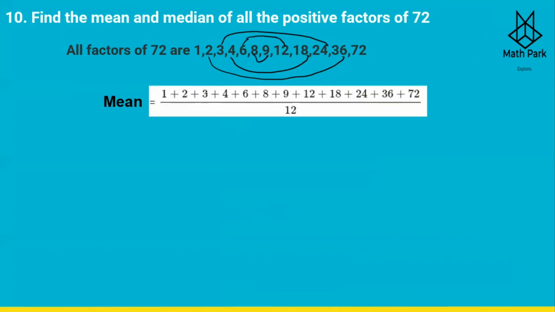To find the mean, we add all of them and divide by 12. Sum of this is 195. 195 divided by 12, we get the mean of all the factors of 72 as 16.25.